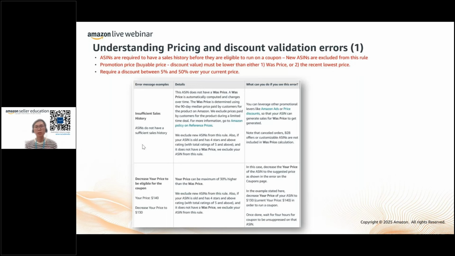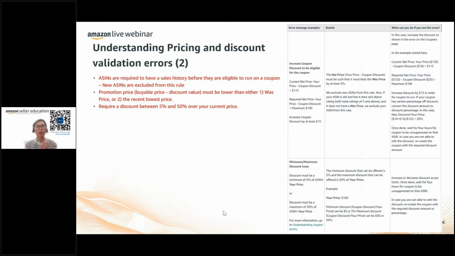So these two pages I shared are just some of the errors and the typical details on how you can solve them. The links are actually in the QR page I shared with you. You can go and read in more detail on the Seller Central page, because there's a lot to understand here in terms of the calculation and how the pricing is validated. So I won't go too deep into this in this session.